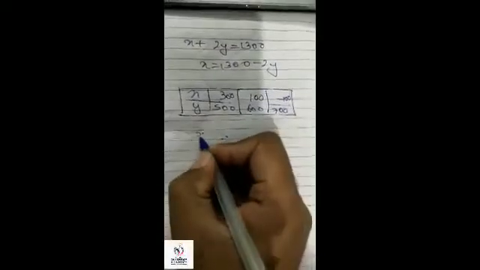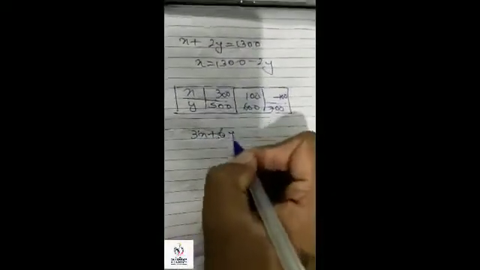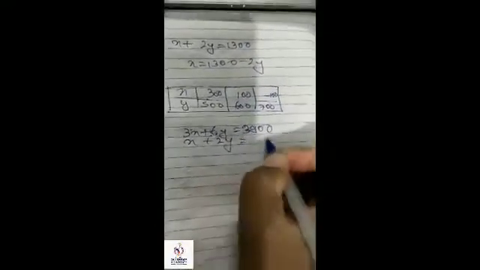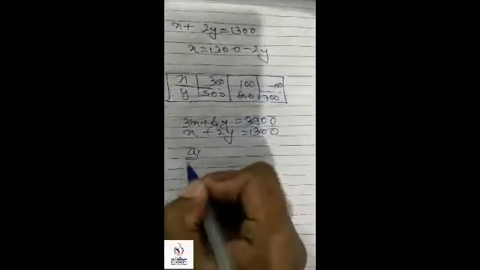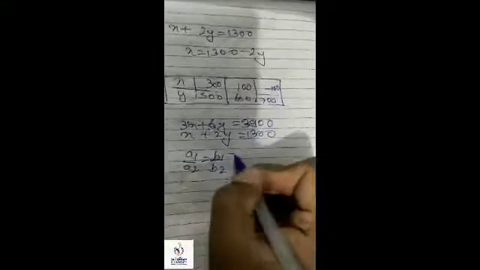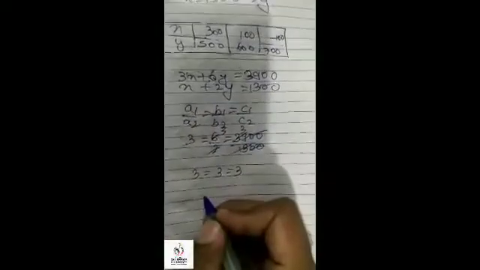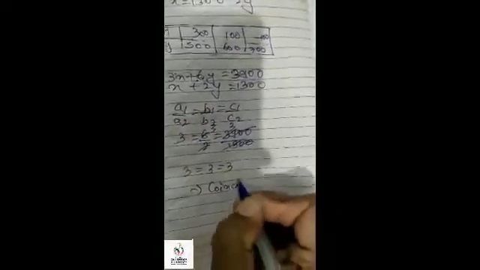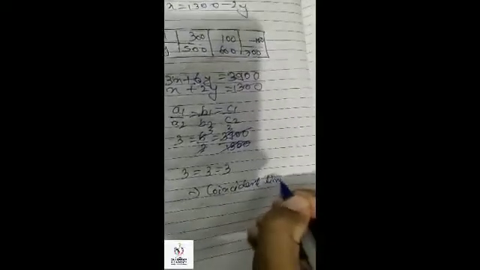Now first check what behavior this pair of linear equations shows. So x plus 2y is equal to 1,300. Now check a1 upon a2 is equal to b1 upon b2 is equal to c1 upon c2. So 3 upon 1 is equal to 6 upon 2 is equal to 3,900 upon 1,300. Zeros cancel, 13 three times, 13 three times, meaning 3 is equal to 3 is equal to 3. All threes are equal, so it shows coincident line behavior, coincident lines.